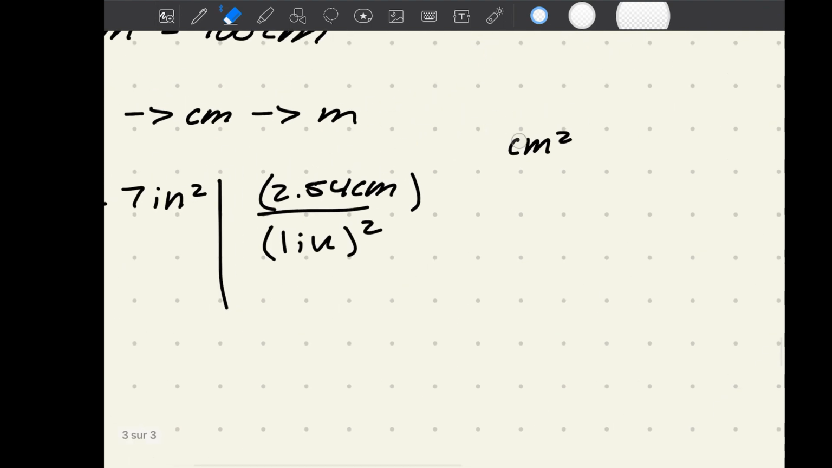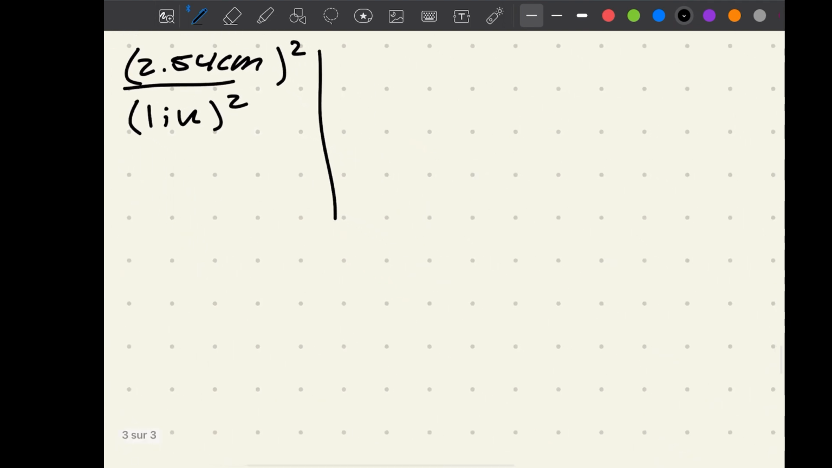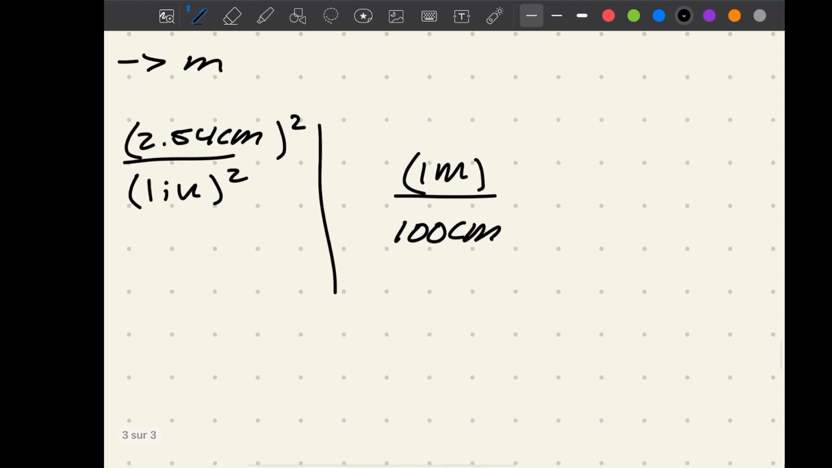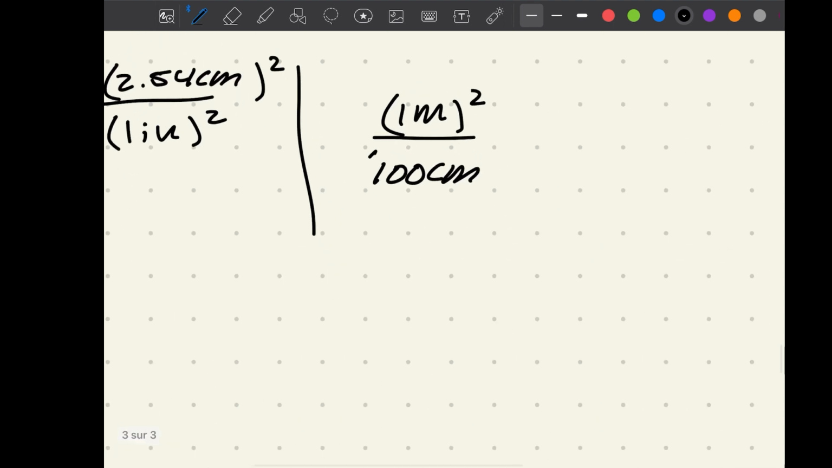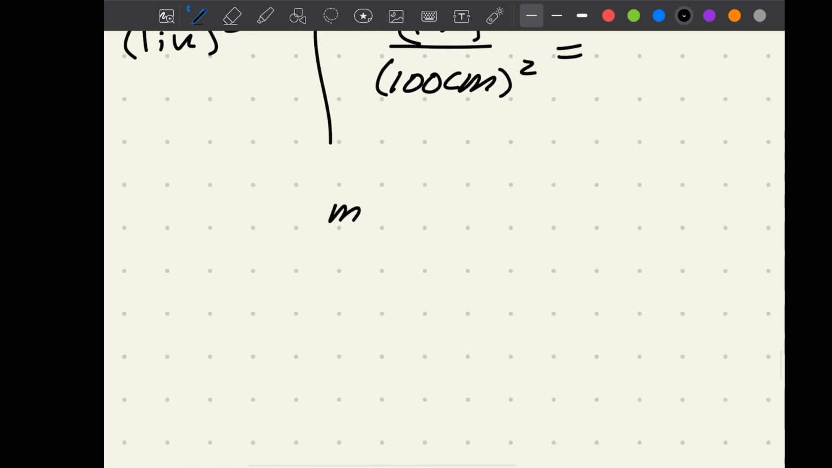So we will now have to convert from 2.54 centimeters squared to meters squared. So what do we know? 100 centimeters equals 1 meter. But we want our meters to be squared, so we will square meters at the top, and we will have to do the same thing for centimeters at the bottom. And then this will give us our answer in meters squared.